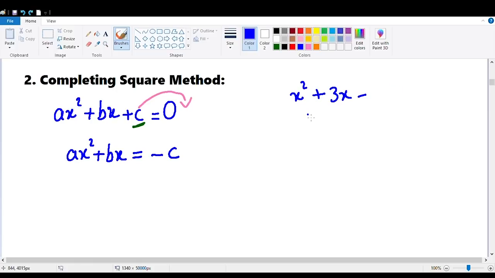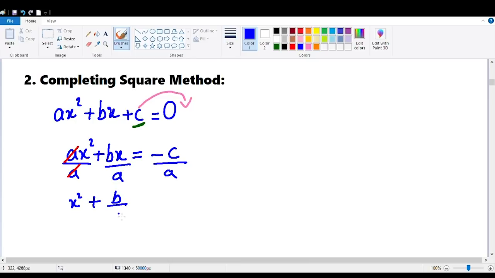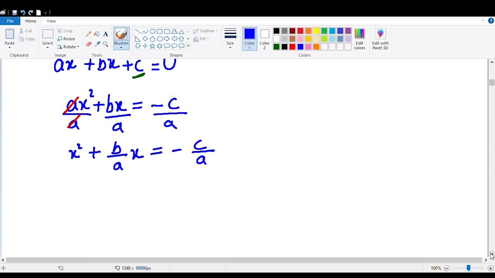So let's get into it. Divide everything by a. Over here, a and a will cancel out, so we'll get x squared, meaning its coefficient is 1 now, plus b over a x, this is the x term over here, minus c over a, this is the new constant term after doing that.